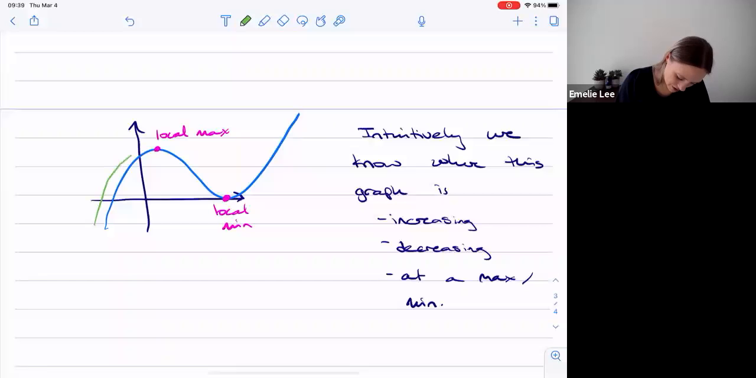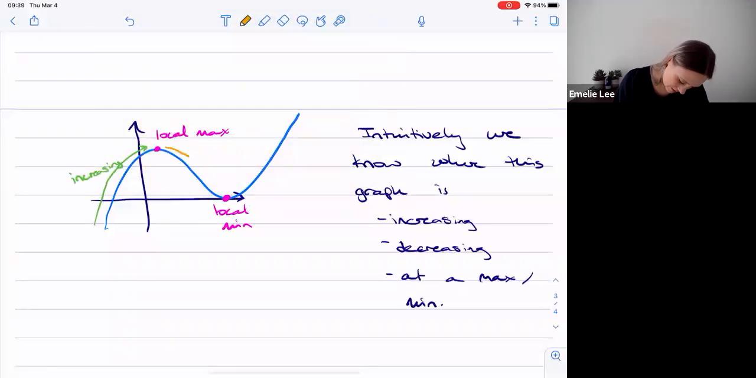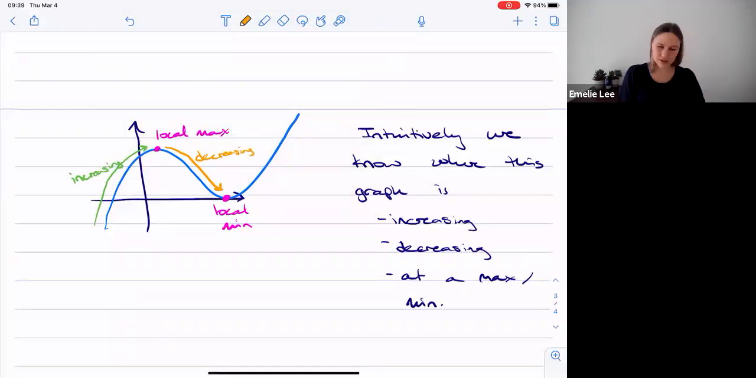In this region, we're increasing. And in this region, the graph is decreasing. Pretty similar to what we saw earlier, right? So at these local maximums and minimums, that's where it switches, right? So that's where it switches from increasing to decreasing or vice versa, right?